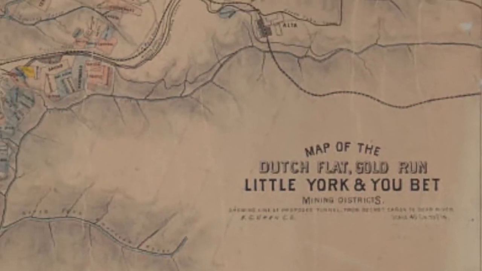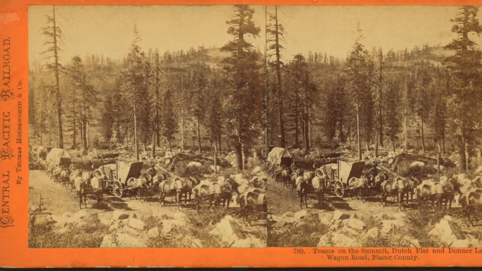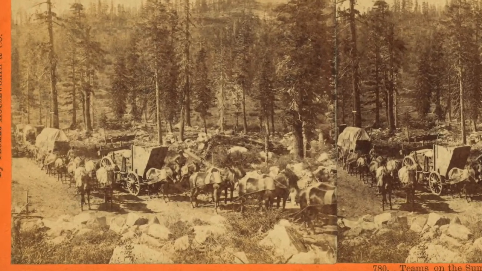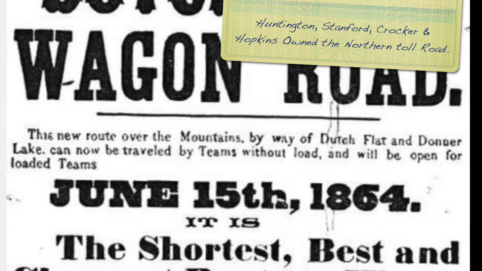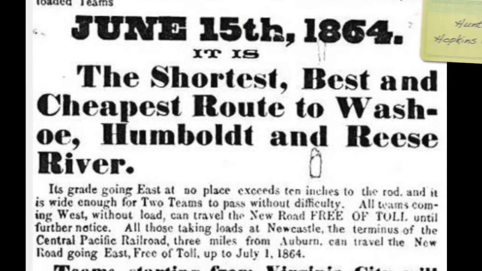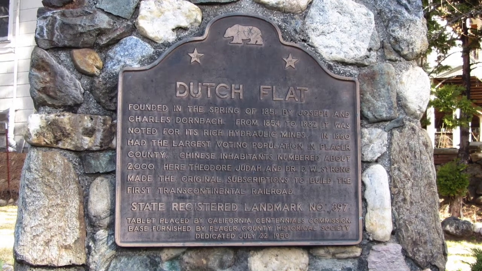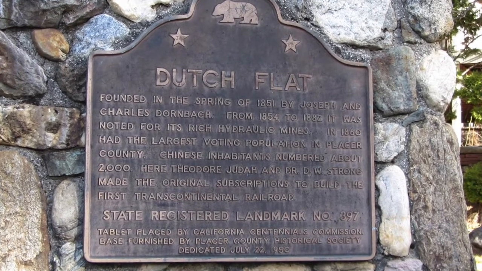As their coach rose into the Sierra, one of the most important Sierra foothills towns the delegation would visit was Dutch Flat. I should point out that the Big Four owned the northern toll route over the Sierra Nevada mountains. The historical marker summarizes its historic importance.